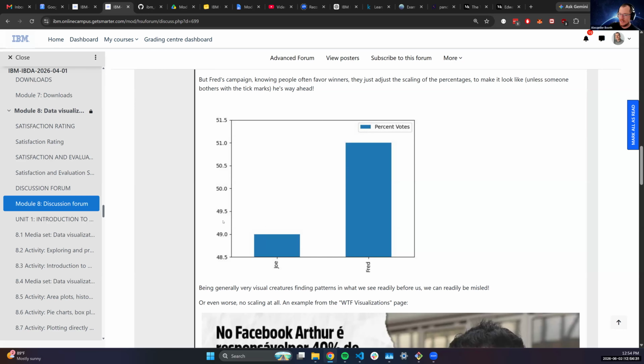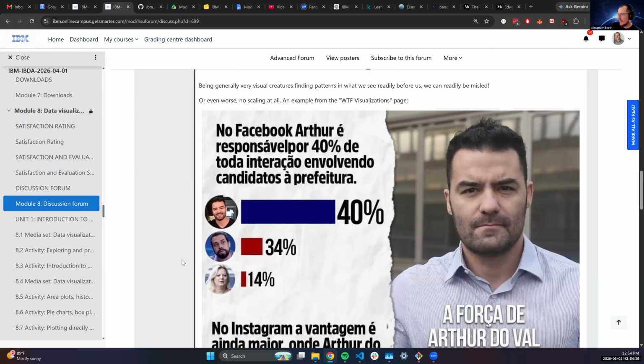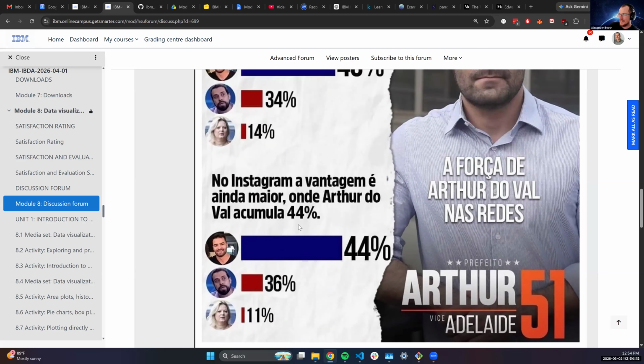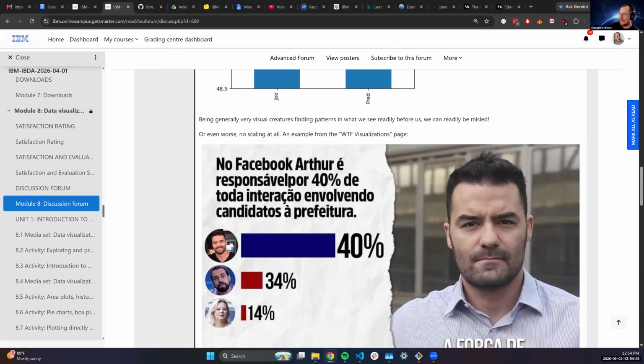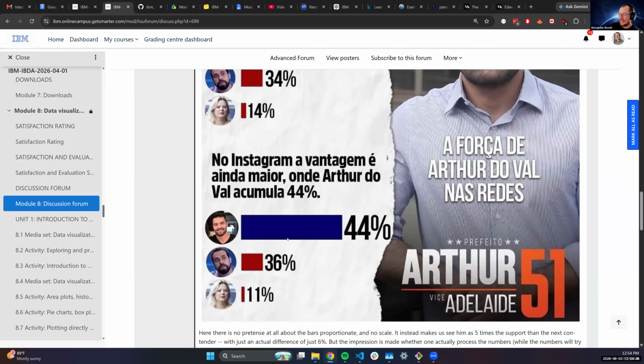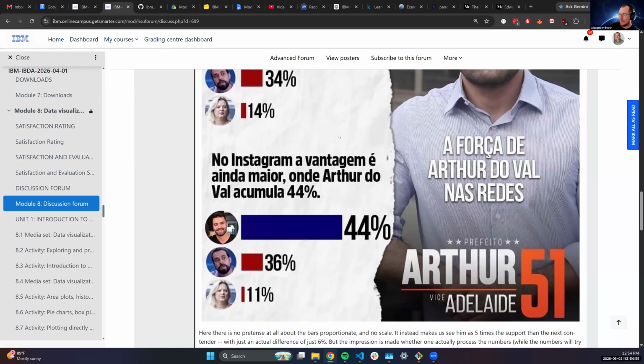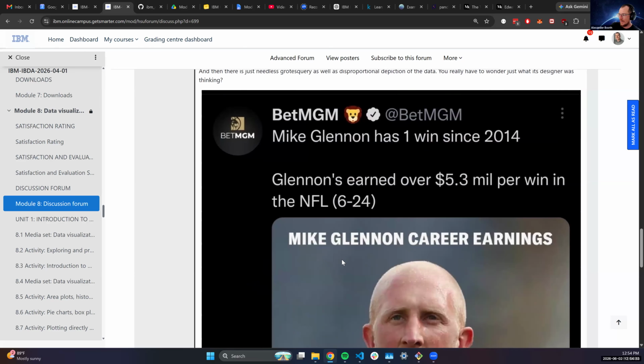This is an election year, midterms in the United States. And you'll see this all the time. Like, 44 is not really that different than 36. This is actually like a real Facebook post, basically. There's no scaling at all here, nothing lines up, and it's not proportional at all. So kind of crazy.